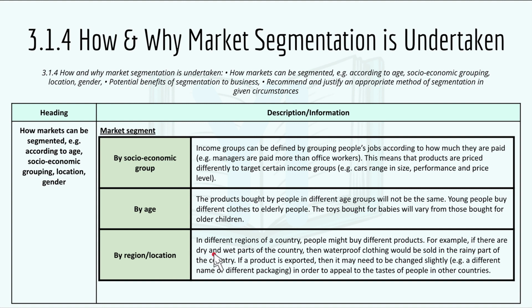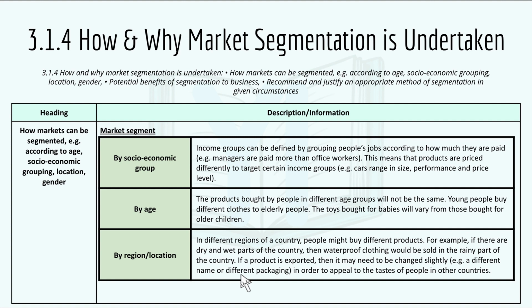In different regions of the country or in the world, people might buy different products. For example, if there are dry and wet parts of a country, then waterproof clothing will be sold in the rainy part of the country. And if a product is exported, then it may need to be changed slightly, for example a different name or different packaging, in order to appeal to the taste of people in other countries.